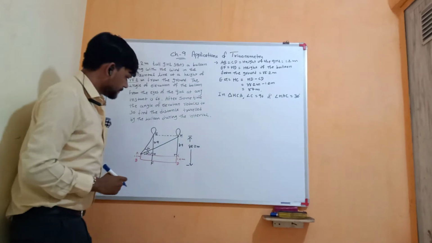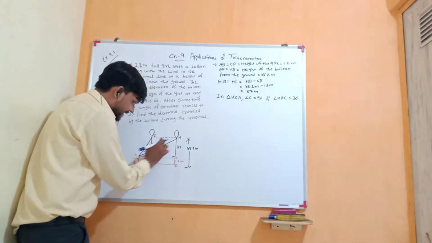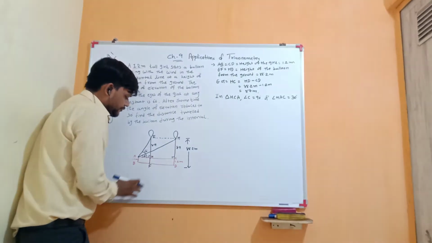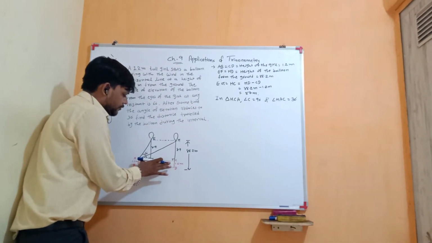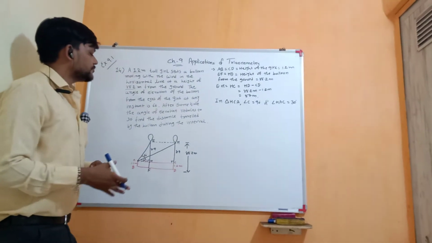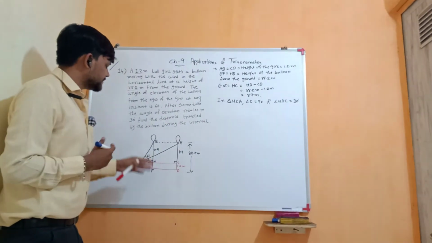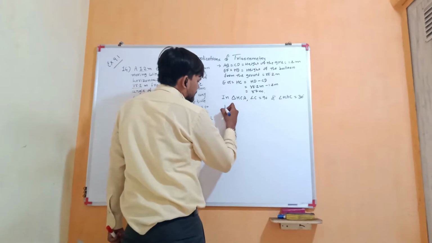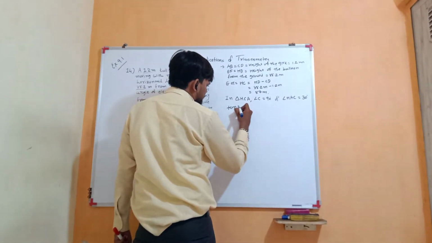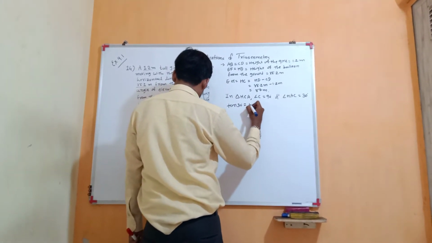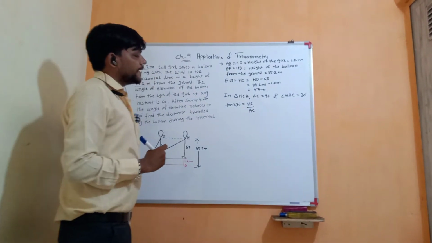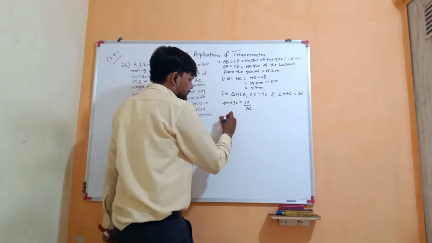Clear? Just consider only this triangle HAC. Now theta is 30, opposite you have, and adjacent you want to find. So again, same ratio you have to apply, opposite upon adjacent, which is called tan, and the value of theta is 30. So tan 30 equal to HC upon AC. Now we know the value of tan 30 is 1 upon root 3.